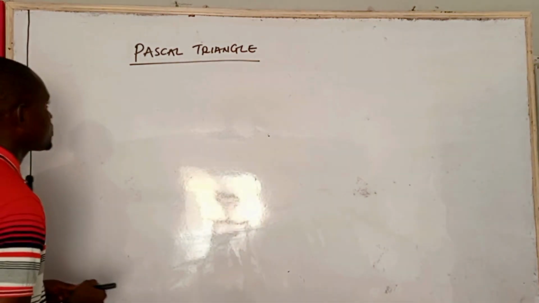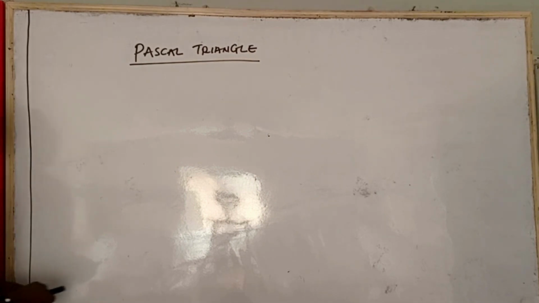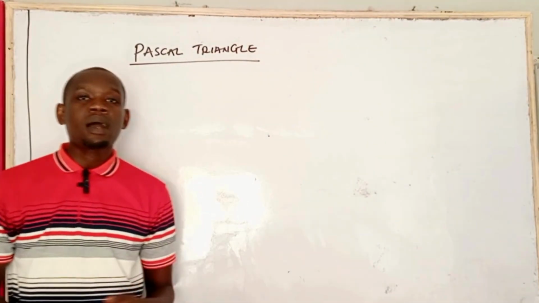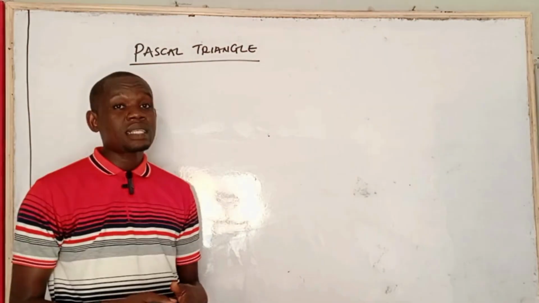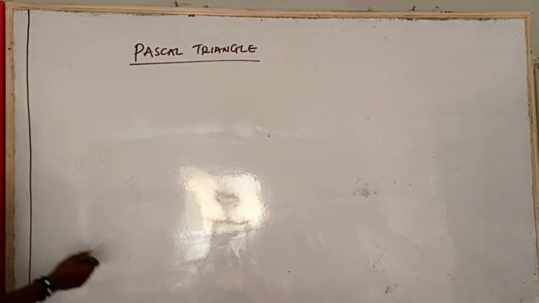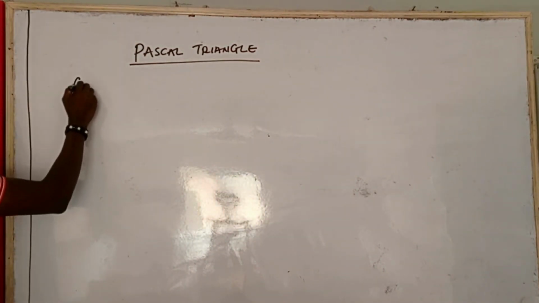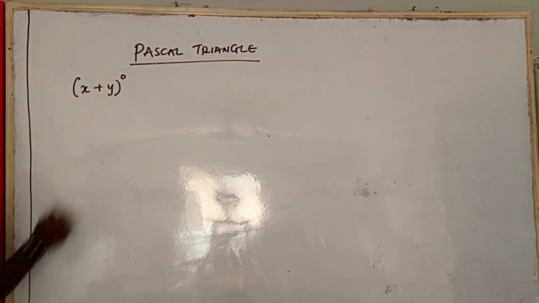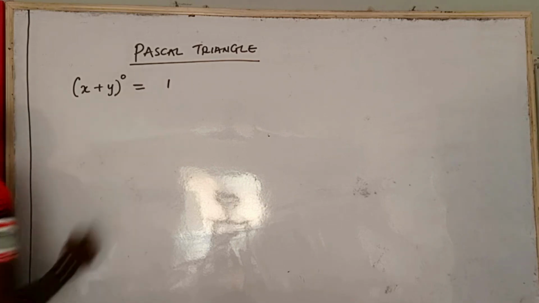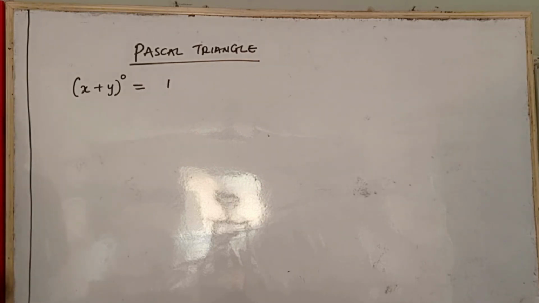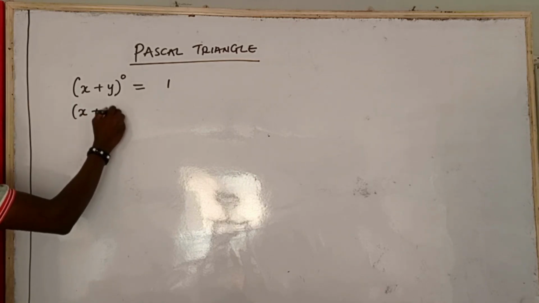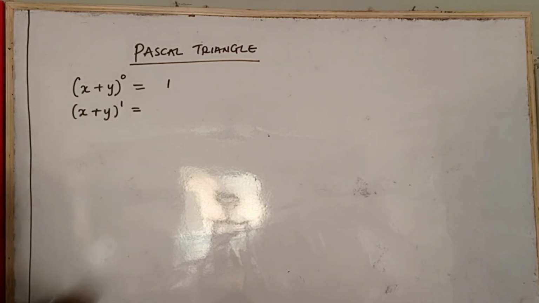Now let's look at this. We know from our knowledge of indices that when you have a function or a number raised to the power of 0, automatically your answer becomes 1. So let's say I have (x + y) to the power of 0. What I'm going to get is 1.